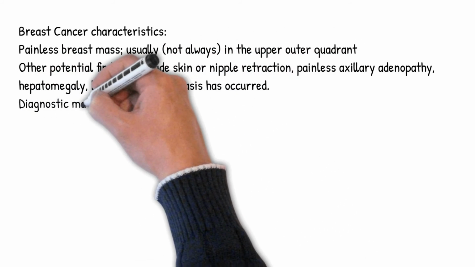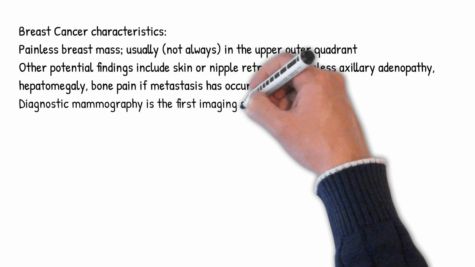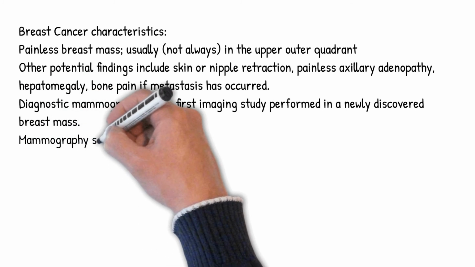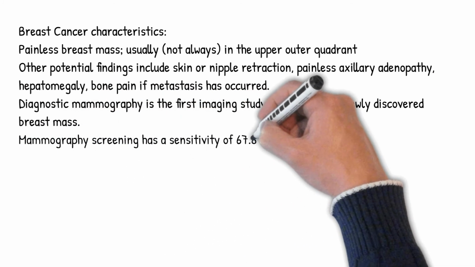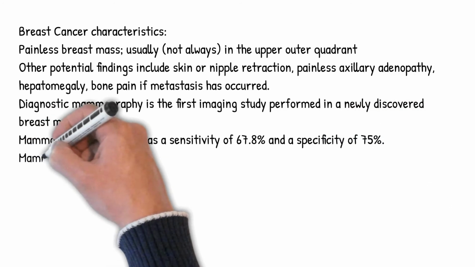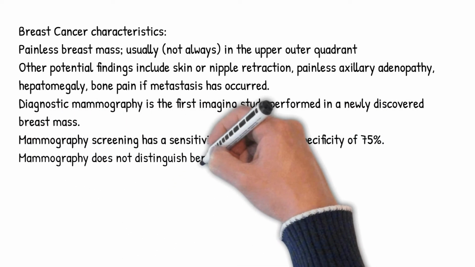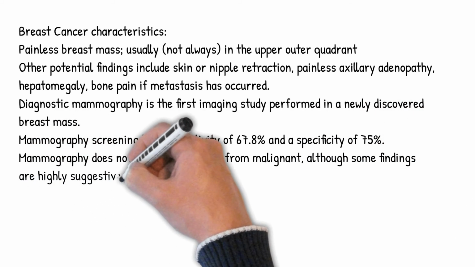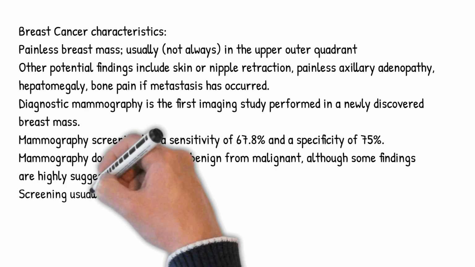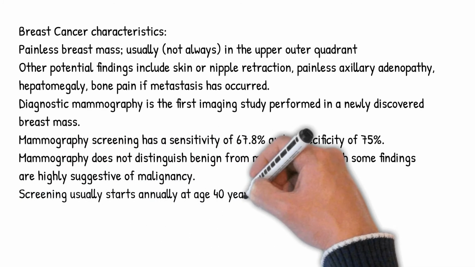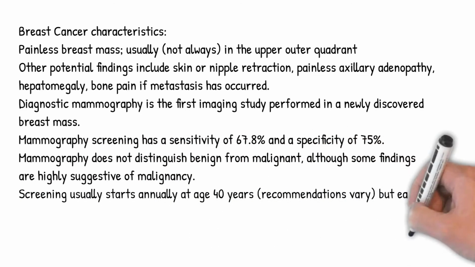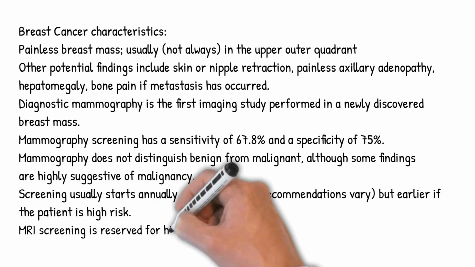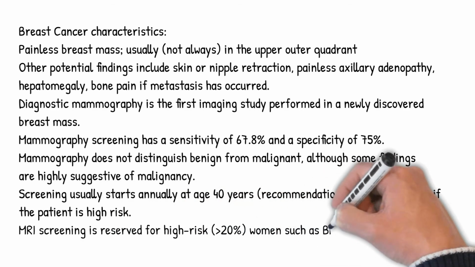Diagnostic mammography is the first imaging study performed in a newly discovered breast mass. Mammography screening has a sensitivity of 67.8% and a specificity of 75%. Mammography does not distinguish benign from malignant, although some findings are highly suggestive of malignancy. Screening usually starts annually at age 40 years. Recommendations vary, but earlier if the patient is high risk. MRI screening is reserved for high risk, greater than 20%, women such as BRCA carriers.